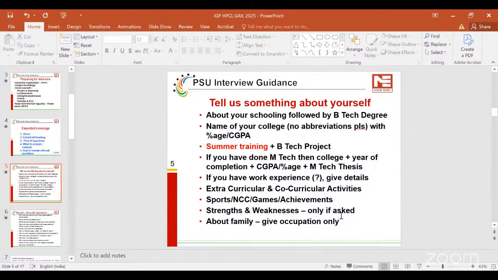Don't devote time on your schooling. And do not start with, "Sir, I belong to a very moderate background, I belong to a village background." आपको उसका कोई benefit नहीं मिलेगा. They don't bother about your village background or your farming background or anything of that sort. So please don't talk about your village background. Straight away start with schooling.